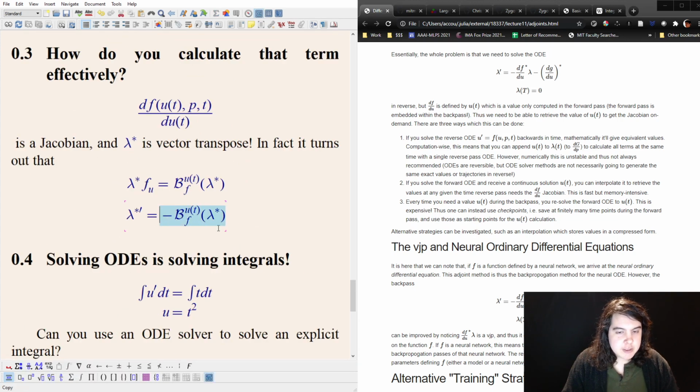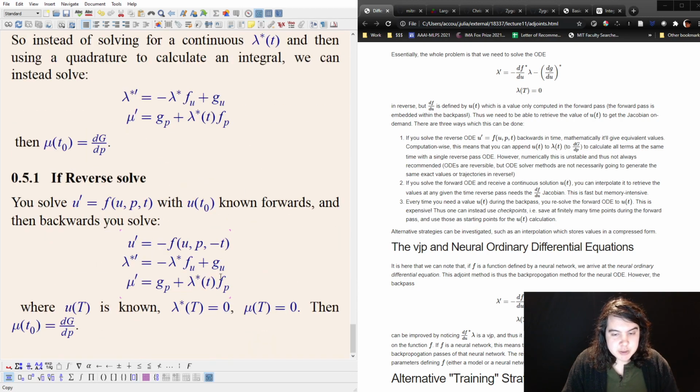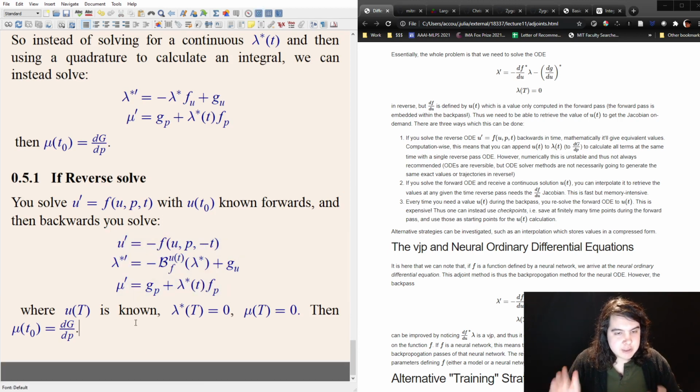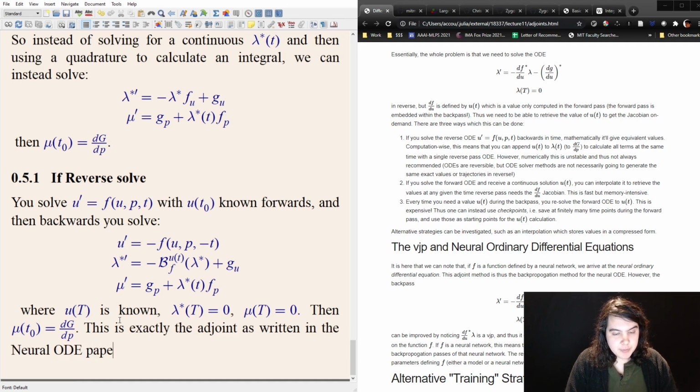Now, the way that the neural ODE paper wrote it down, you just say that this right here is backpropagation, and so you use that backpropagation scheme inside of here, and then this is exactly the adjoint as written in the neural ODE paper, right?